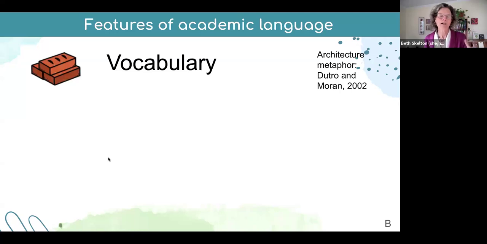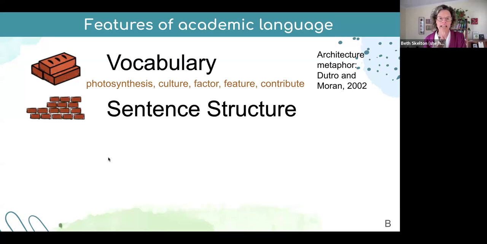There are four key parts of academic language. This architectural metaphor came through from Suzanne Dutroux and Moran in 2002. So we are well over 20 plus years of knowing this, that the vocabulary is the bricks. And that's why it was the first thing that everyone talked about. It's those words like photosynthesis and culture, but also the tier 2 words like factor and feature and contribute. So absolutely what came up in the chat.